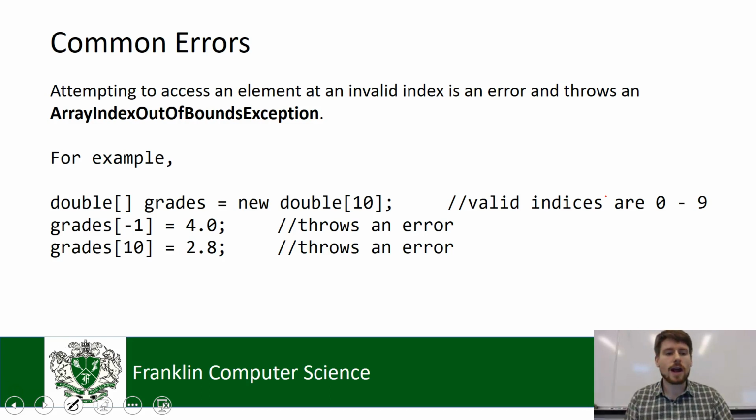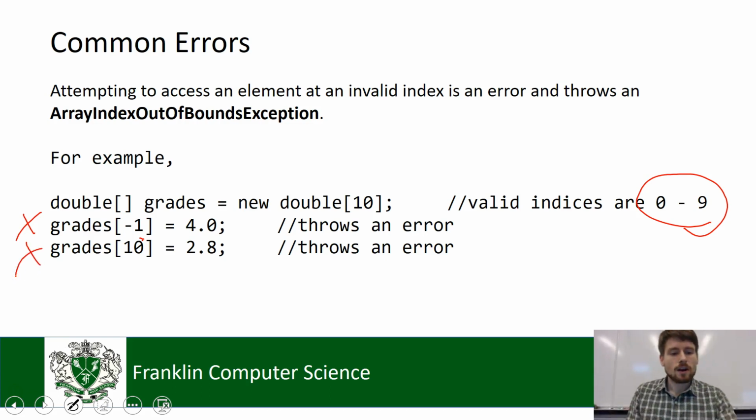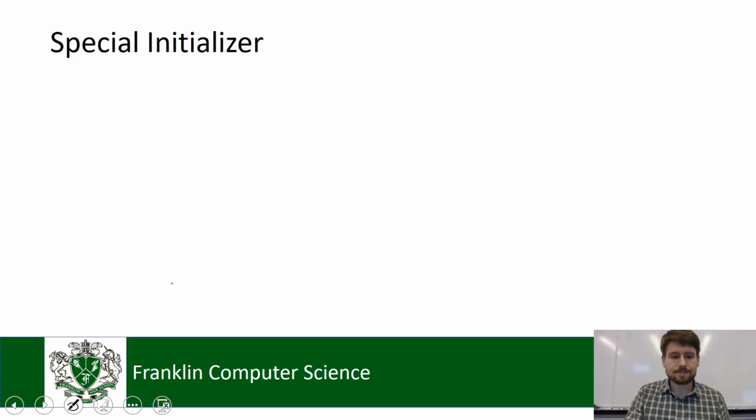Both of these throw array index out of bounds exceptions because 10 is more than the index of the last element. The index of the last element is 9, remember? It's always one less than the length. So our valid indexes are 0 to 9, -1 is out of bounds, so this is bad. 10 is out of bounds, that's bad as well. You could only put numbers that are between 0 and 9 in the brackets there.